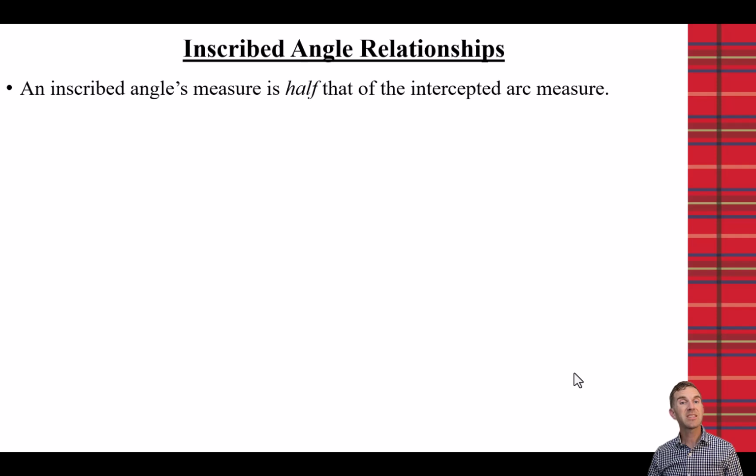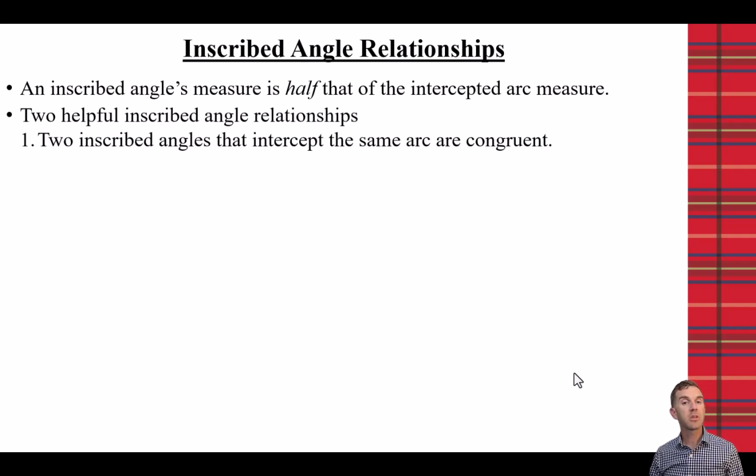Now we can also talk about different relationships that exist within inscribed angles and their intercepting arc. One of the things we know is that because an inscribed angle is half that of the central angle, it is also half that of the intercepted arc measure. And that gives us two relationships that we can use throughout these problems. One is that if two different inscribed angles intercept the same arc, then they have to be congruent.